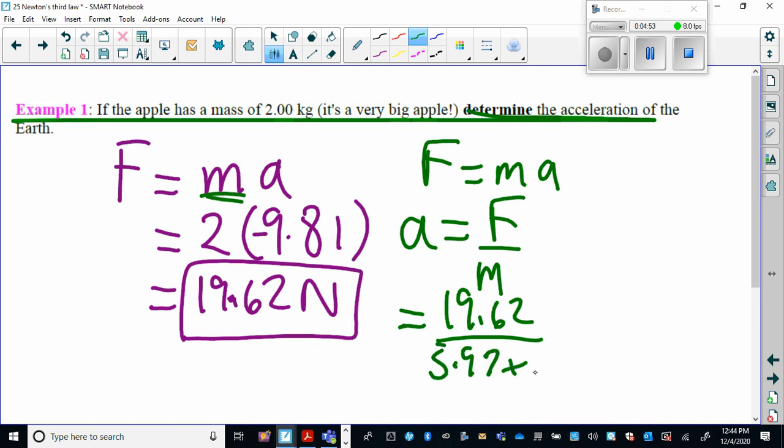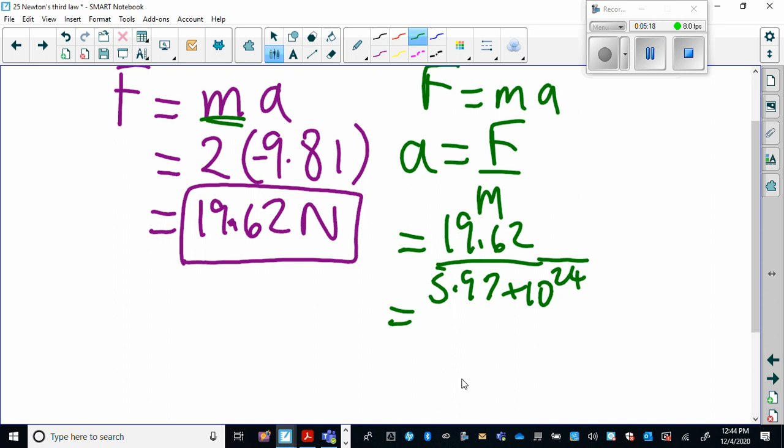And the earth is significantly more massive than the apple. In fact, it's 5.97 times 10 to the 24 kilograms, which you can find on the back of your formula sheet. 19.62 divided by 5.97 times 10 to the positive 24 equals 3.29 times 10 to the negative 24 meters per second squared.